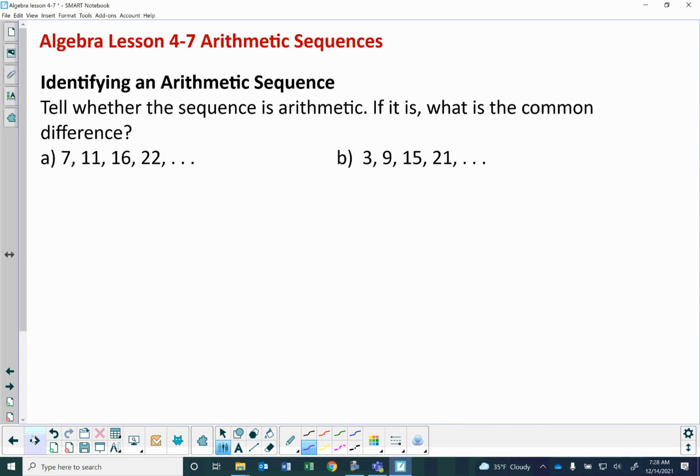You see if you're going to add something or subtract something repeatedly, and the same something, like add 4, add 4, add 4, subtract 2, subtract 2, subtract 2. So if I look at this first sequence here, 7 to 11, I'm going to add 4. 11 to 16, I'm going to add 5. 16 to 22, I'm going to add 6. So we're not adding the same constant number each time. So this is not an arithmetic sequence. No common difference, not arithmetic.